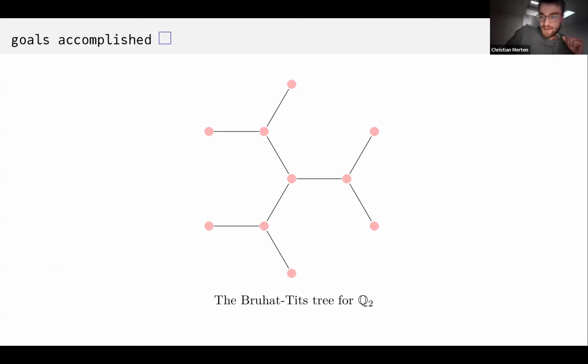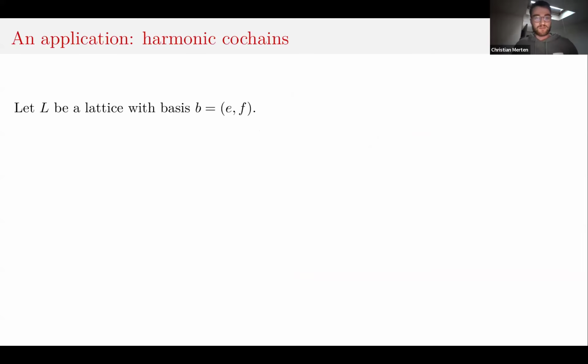And in the minutes I have left, I want to give you a small application of this, of why this was interesting, or how this Bruhat-Tits tree and this formalization can be used, namely to consider harmonic cochains on the Bruhat-Tits tree. And why are harmonic cochains interesting? So I'll give you an example in a second.